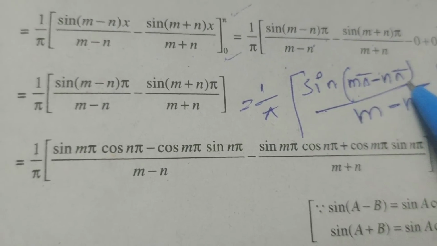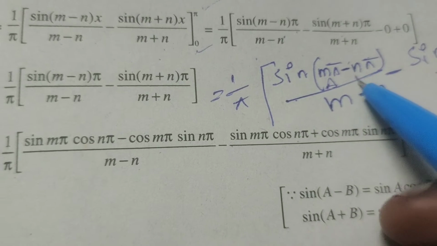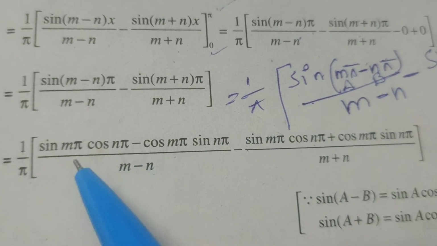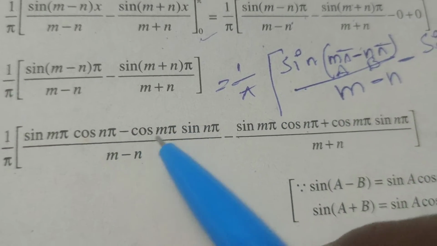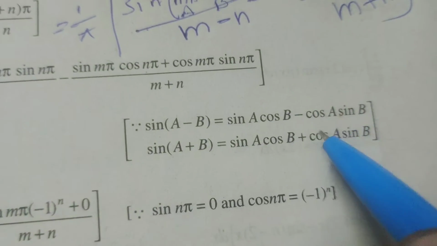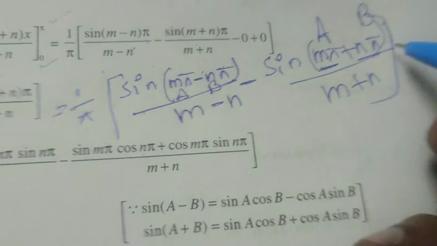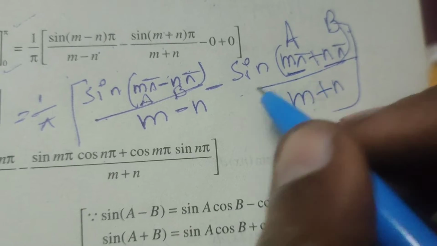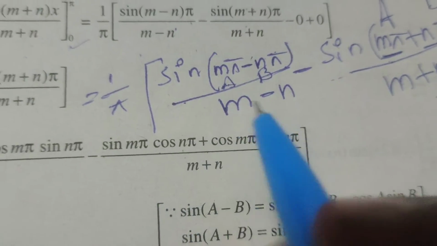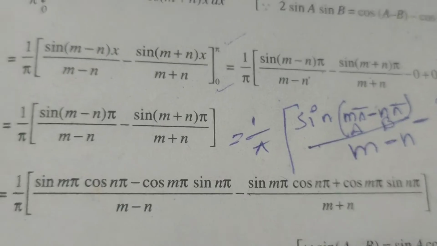Now applying the formula sin of a minus b equals sin a cos b minus cos a sin b. Here this is a and this is b. Sine a, that is sine m pi, cos b, that is cos n pi, minus cos a, that is cos m pi, into sine b, that is sine n pi. Next, minus, also applying the formula sine of a plus b equals sin a cos b plus cos a sin b: sine m pi cos n pi plus cos m pi sine n pi, divided by m plus n.